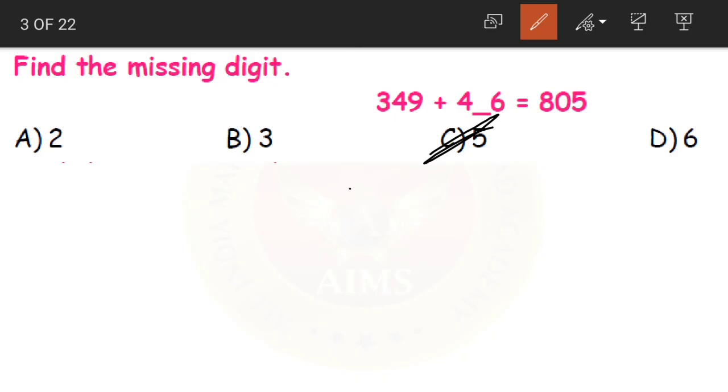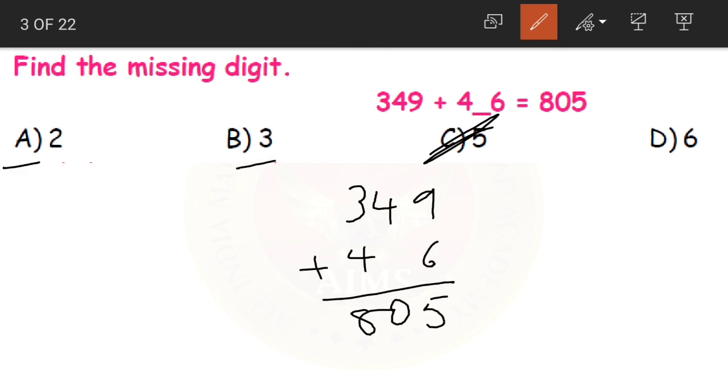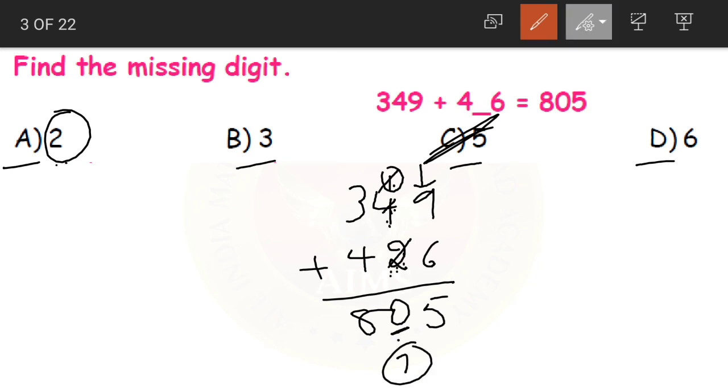Another way of solving this question is, see, we know that this is the question and we have 4 options of which any option might be the correct one. Now what you can do is you can try putting each number here. Now option A is 2. So let me keep 2 here. 9 plus 6, 15, 1 carried. 1 plus 4, 5. 5 plus 2, 7. Yes, we are getting 7, but here the answer is 0. So 2 cannot be the correct answer.